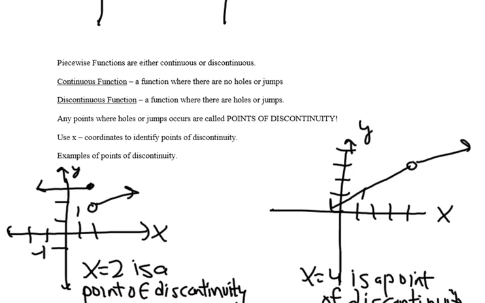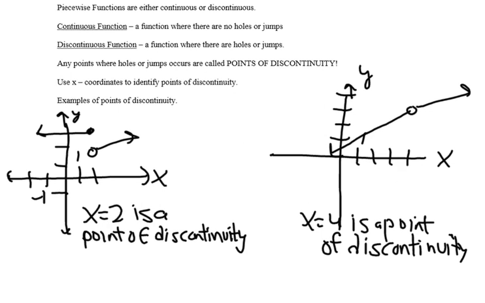I'm going to use x coordinates to identify points of discontinuity. So for instance, notice on the left, the domain value of x equal to 2 is a point of discontinuity. If that domain value of x equal to 2 is gone, the rest of this function is continuous because I would have no more jumps or gaps. The example on the right, x equal to 4, that's the domain value, is a point of discontinuity. If I was able to color in that hole, the rest of the graph would be continuous.